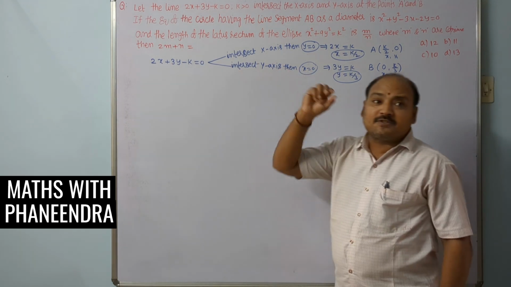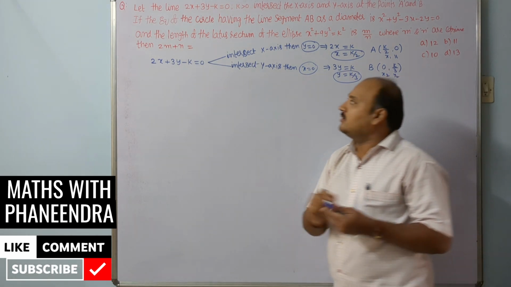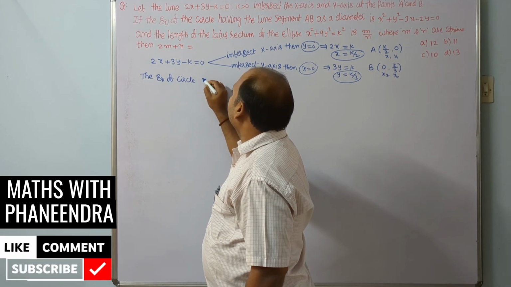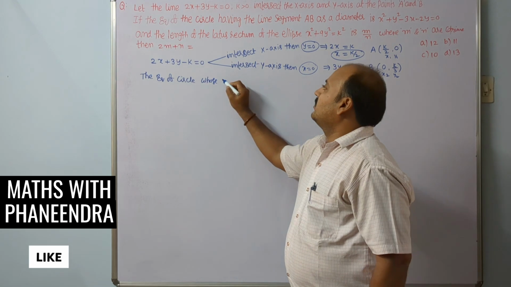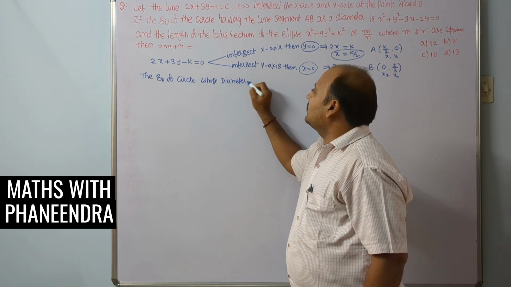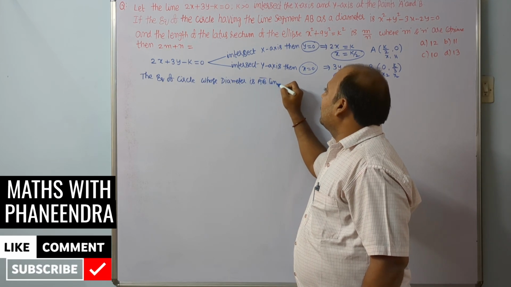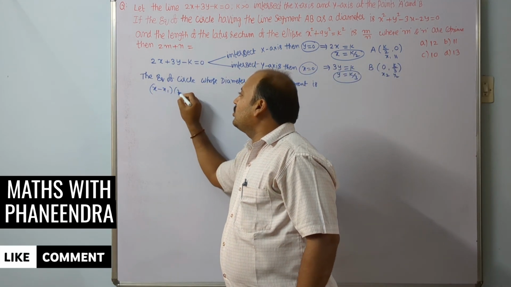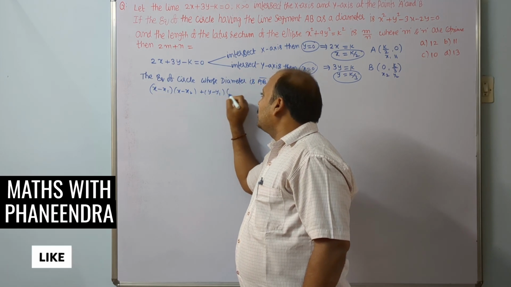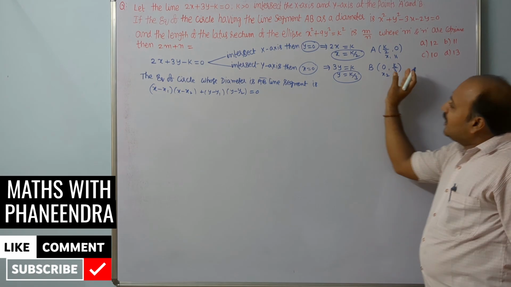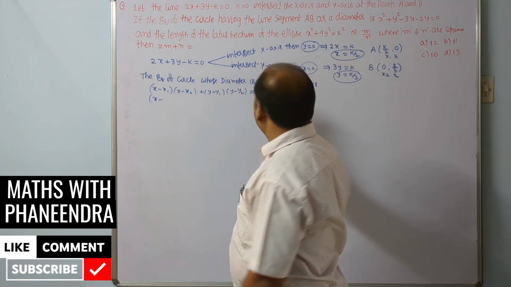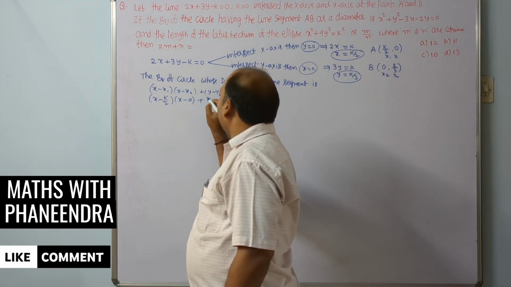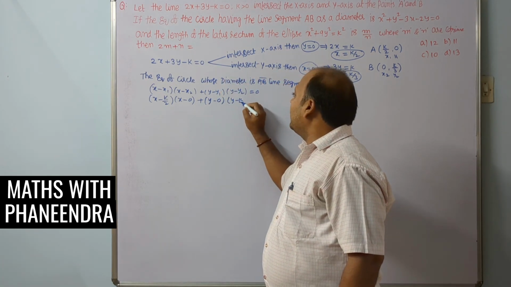We know the equation of the circle having the line segment AB as a diameter is (x - x1)(x - x2) + (y - y1)(y - y2) = 0. Substitute the respective values in this: (x - k/2)(x - 0) + (y - 0)(y - k/3) = 0.